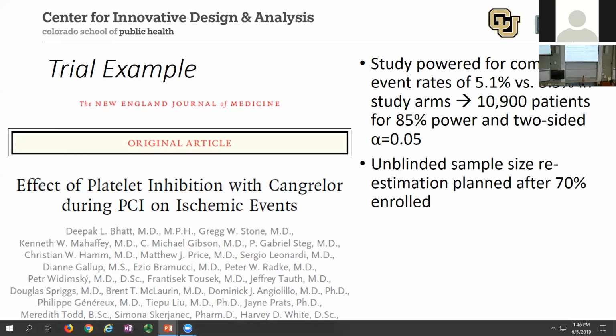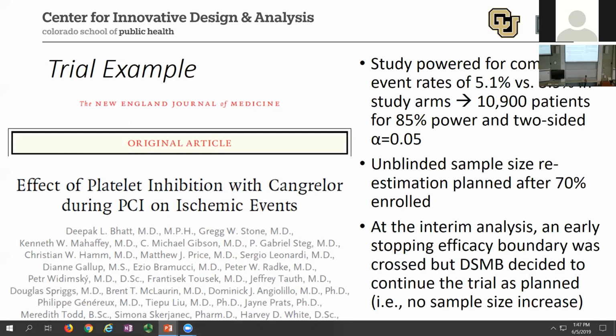However, they were concerned about the uncertainty around these estimates for composite outcomes of cangrelor and its comparator treatment, and so they planned that they would do an unblinded sample size re-estimation after 70% of their participants were enrolled. That way, if there was some difference in that 5.1 and 3.9% difference, they could try and address it at this stage while they still had some time left in the trial's duration to address that potential lack of sample size they might have.